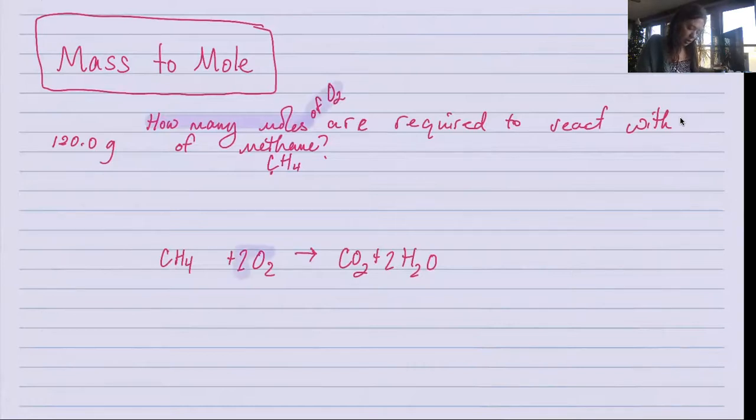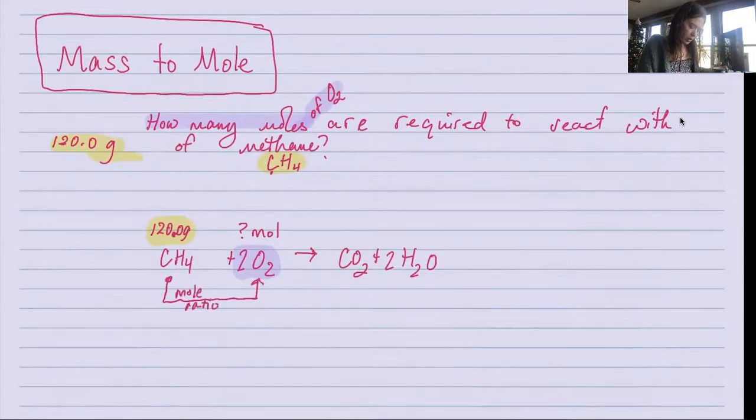So that takes us here. And that is question mark moles, right? Are required to react with 120 grams of methane. So we'll put that right here. Okay, so once again, you see we've got a stoichiometry problem. We're going from here to here. And we do that by using a mole ratio.